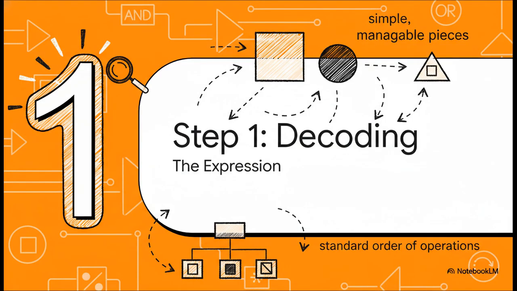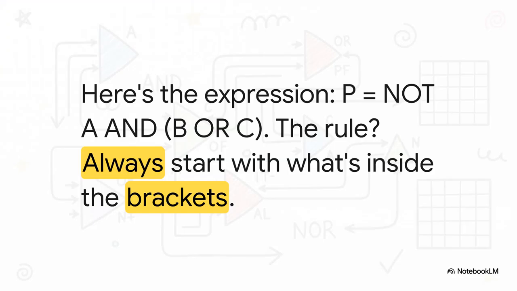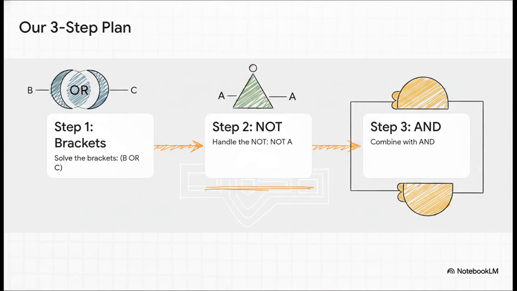Step 1, we've got to decode the expression. Before we even think about drawing, we have to understand exactly what the expression is telling us to do. We're going to break it down into simple, manageable pieces using the good old order of operations. Just like in math, Boolean logic has its own order of operations. And the golden rule is super simple. Always start with what's inside the brackets. That's our way in.